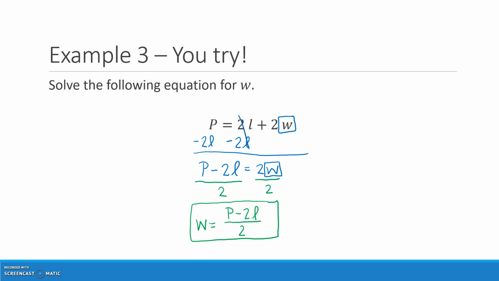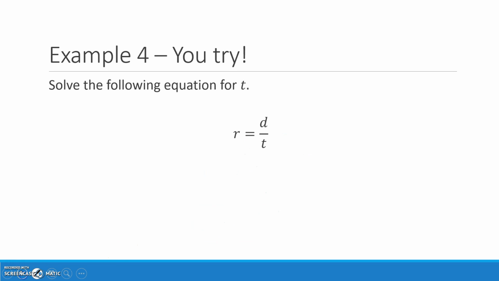If you did not get that when we paused the video, take a minute right now, fix your work, see if you can find where you made your mistake, talk to a partner if you need to, and figure out where you went wrong. Here's another you try. I want you to try this problem. Again, pause the video, and when everybody's ready, come back together and we'll resume the video.